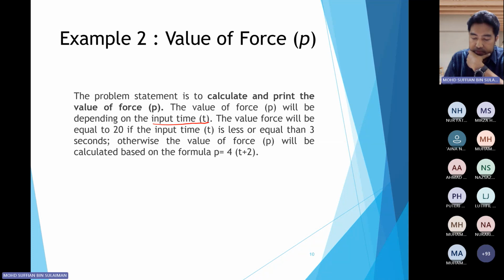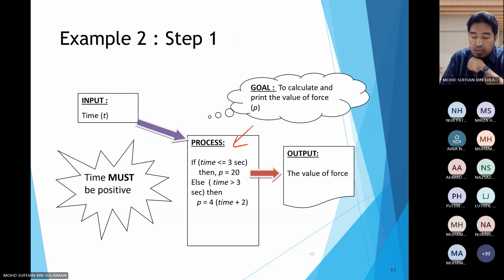Okay, this is the main important statement. The value of force will be equal to 20 if the input time is less than or equal to 3 seconds. Otherwise, the value of force will be calculated based on the formula P equal to 4 in bracket T plus 2. Okay, as usual, step 1, you need to identify IPO: input, process, and output. Of course, the input will be T, and then the process.